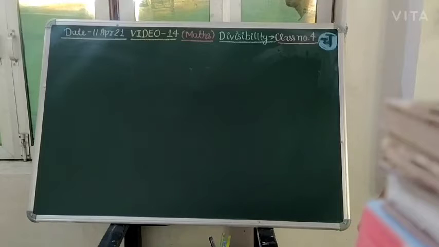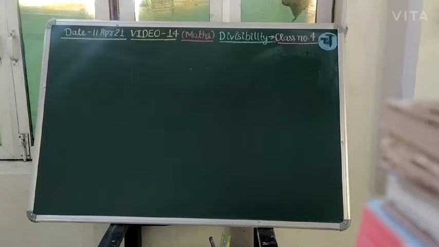The divisibility rule of 8 was that we select the last 3 digits and divide them by 8, and if that is divisible by 8, the given number will be divisible by 8. The divisibility rule of 9 was that the sum of the digits must be divisible by 9. The divisibility rule of 10 was that the unit digit must be 0.